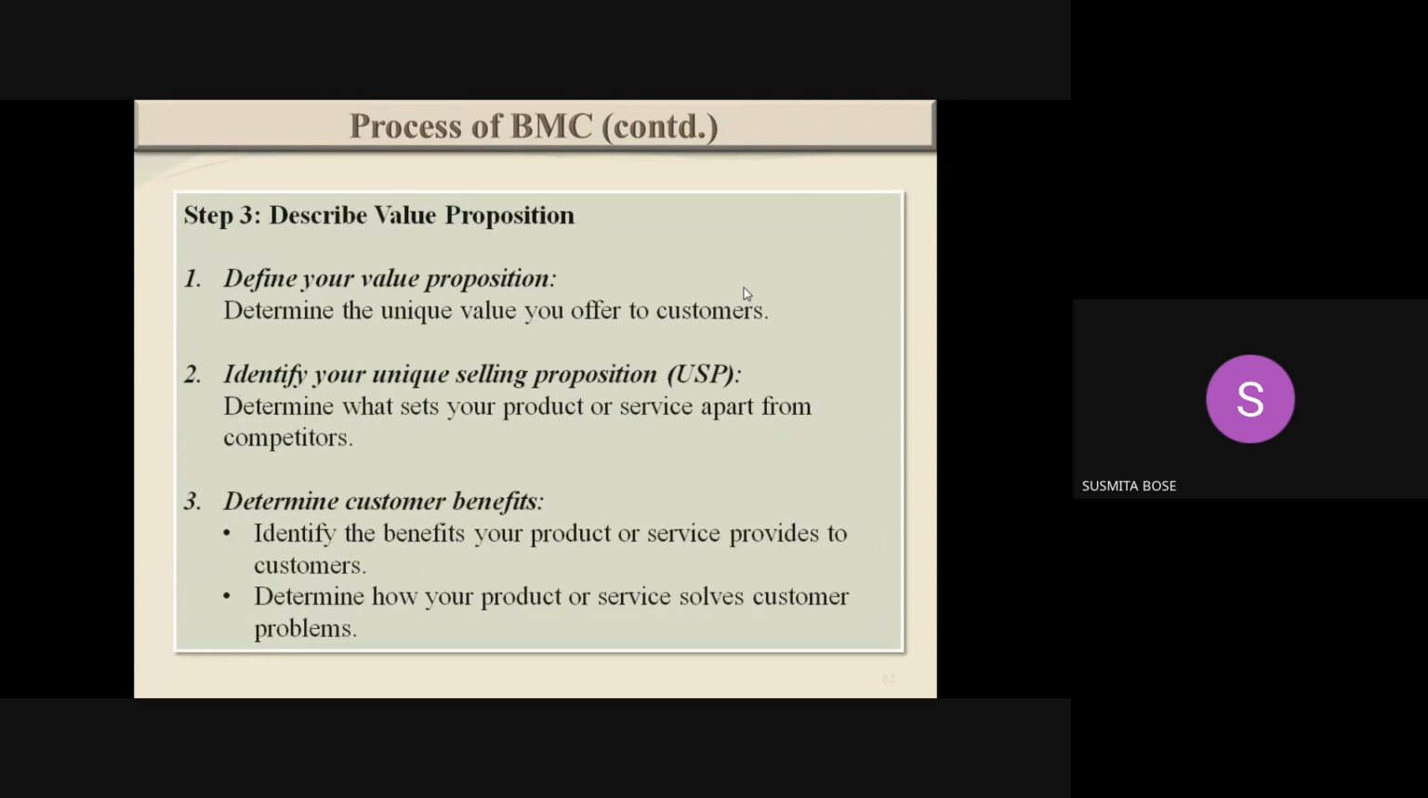Then you have to describe your value proposition. Determine the unique value you offer to customers. Then determine what sets your product or service apart from competitors. Then identify the benefits your product or service provides to customers, and determine how your product or service solves customers' problems.